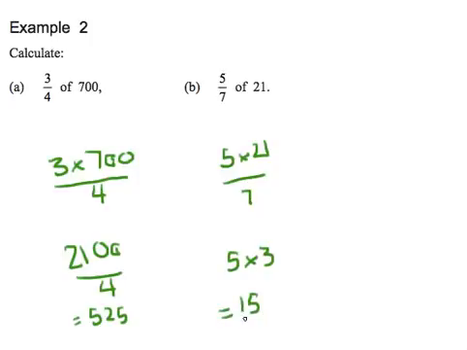Now to make sure that this actually makes sense, 5/7 is going to be less than 1. So the answer is going to be less than 21, and 15 is less than 21, so I think that looks about right.